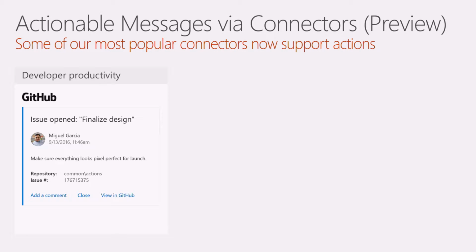But as a first example, in the domain of developer productivity, we have enabled the GitHub connector with actions. As you can see here, you're going to be soon able to add a comment or even close an issue right from Outlook. No navigation to an external website. For developers, GitHub is not the only one. We also have Bitbucket enabled with actions.